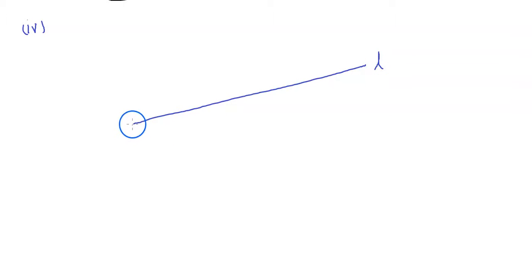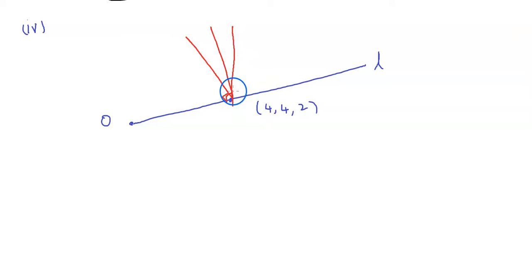Let's draw a little sketch. Okay, so we've got our line L. Here's the origin O. And let's say this is the point (4, 4, 2). Then actually the line M can be any line that looks like this. So it can be this line here. It can be this line here. It can be this line here. And if you really think about it, it's going to create an entire plane.